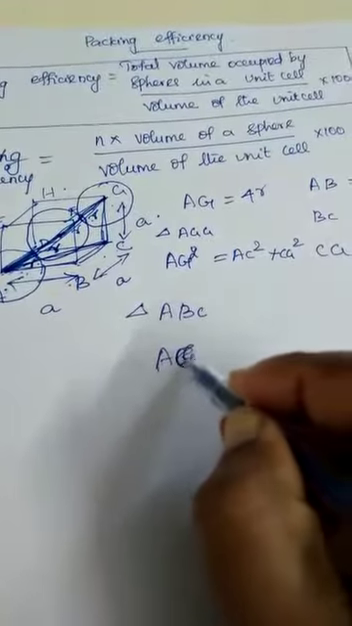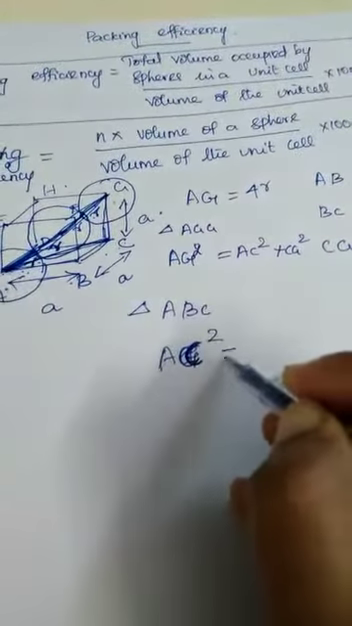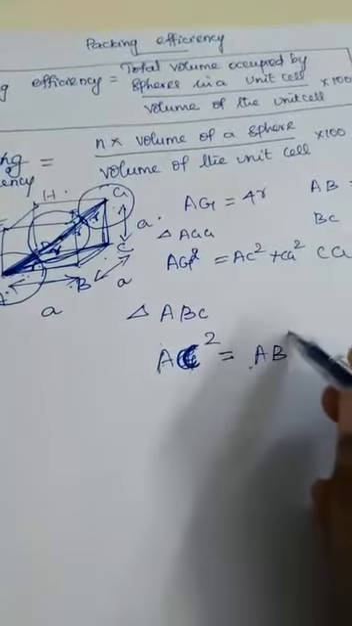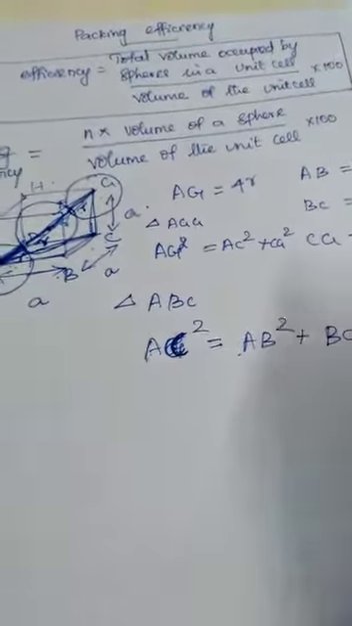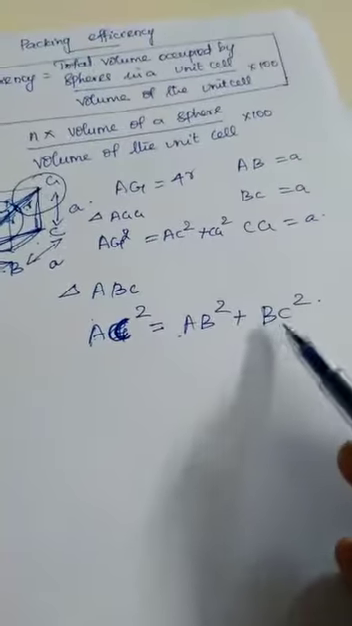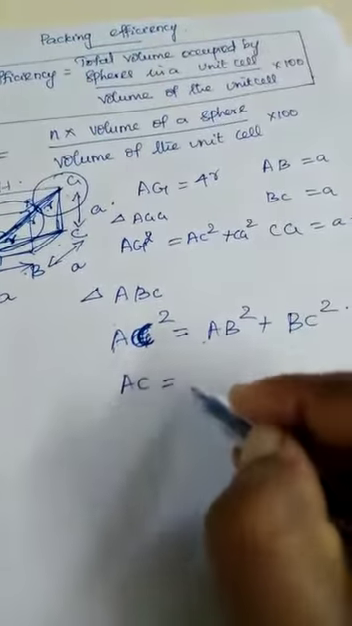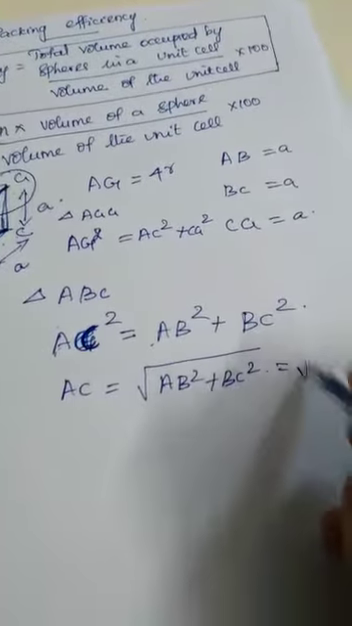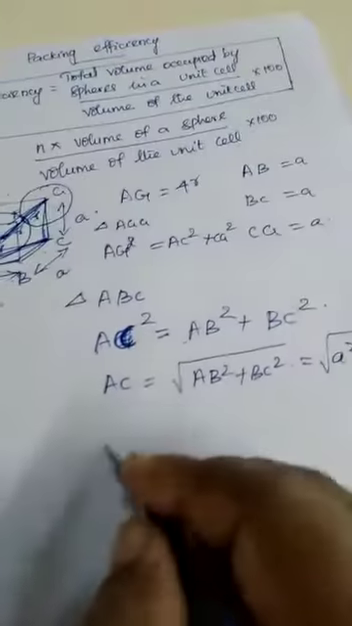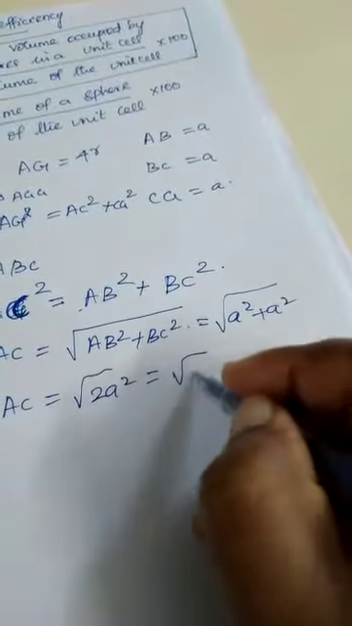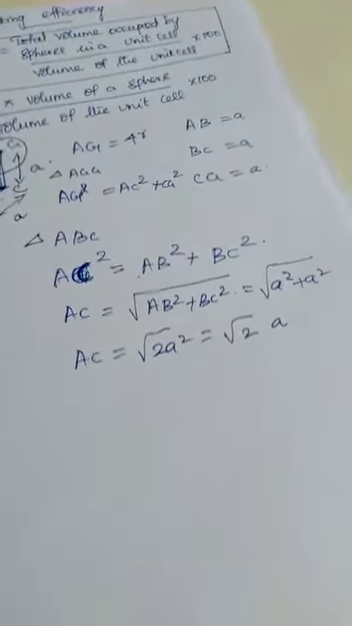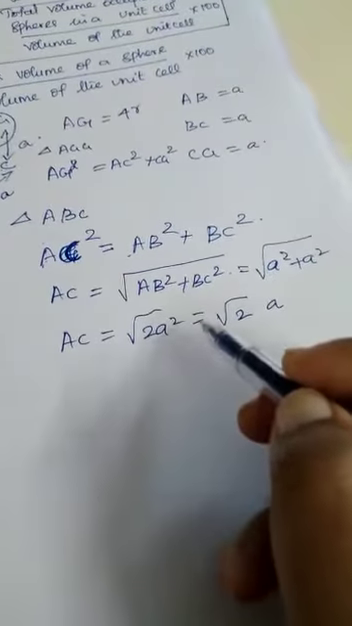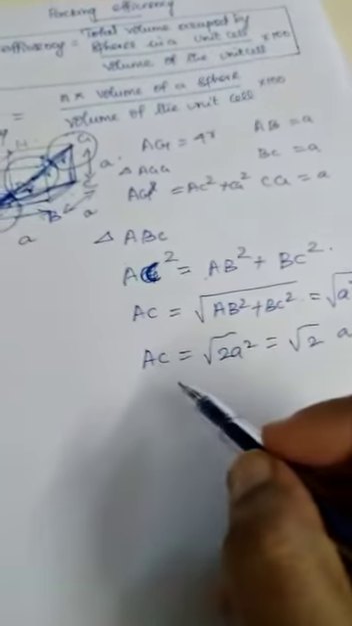So AC square is equal to AB square plus BC square. AB value is a and BC value is also known, that is nothing but a. So I can write AC is equal to root of AB square plus BC square, that's nothing but the root of a square plus a square. So AC is equal to root of 2a square, that's nothing but root 2 a. So you get the AC value, you got it.